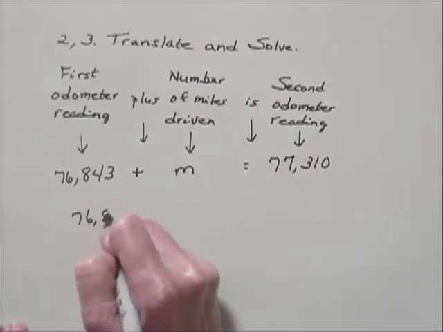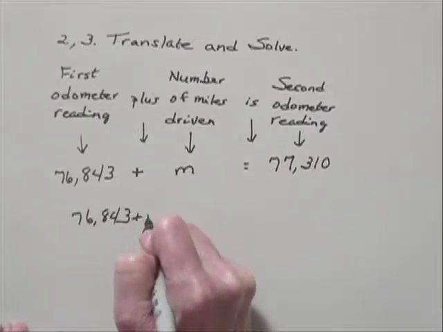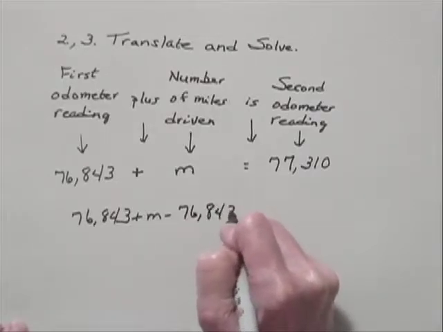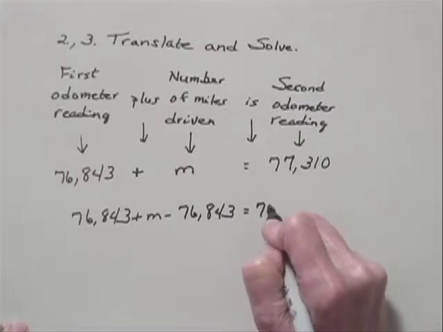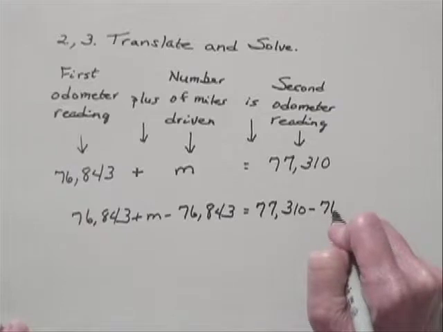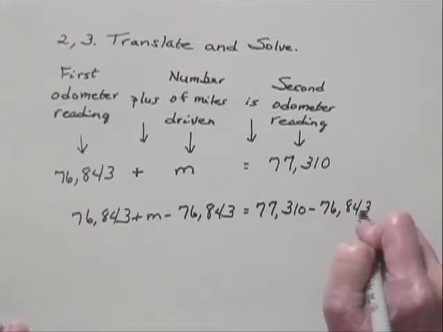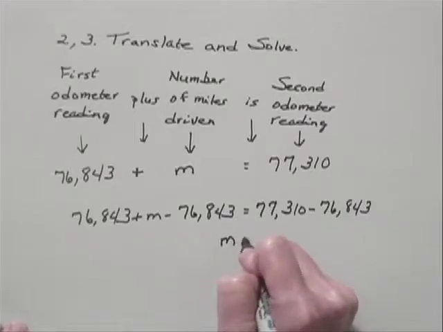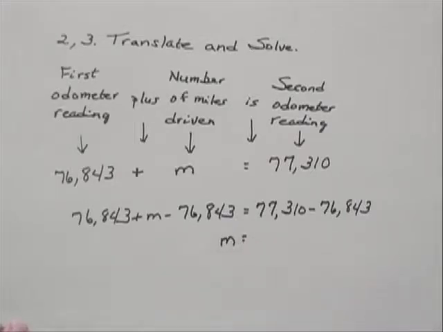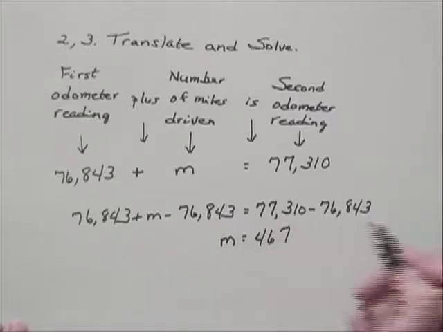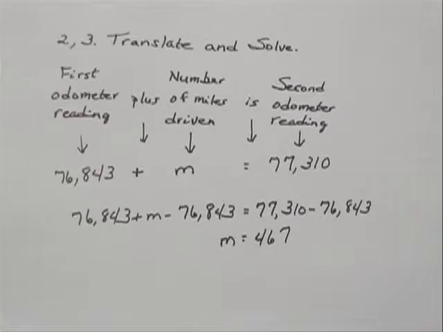So we'd have 76,843 plus m minus 76,843 is equal to 77,310 minus 76,843. On the left side, we have m plus 0, or m. And on the right-hand side, when we carry out the subtraction, we get 467. So we know that 467 miles were driven between fill-ups.